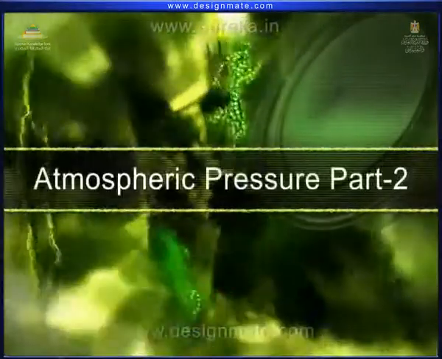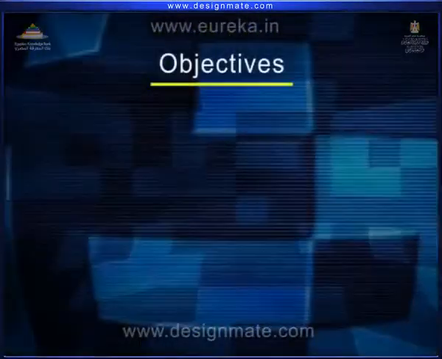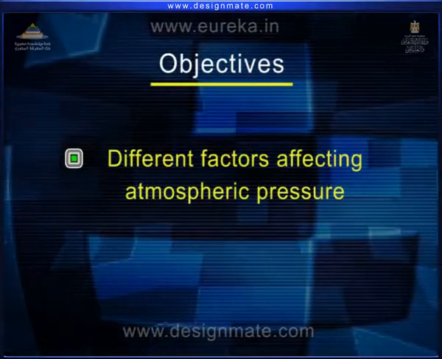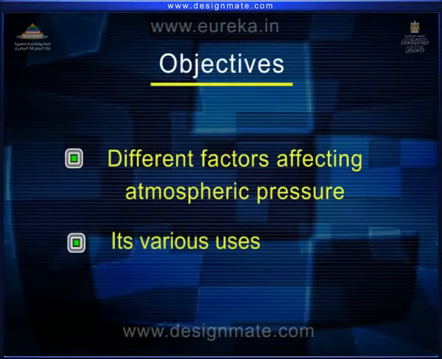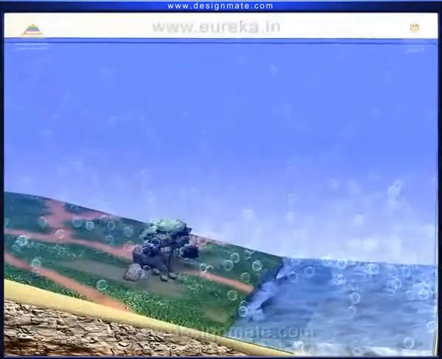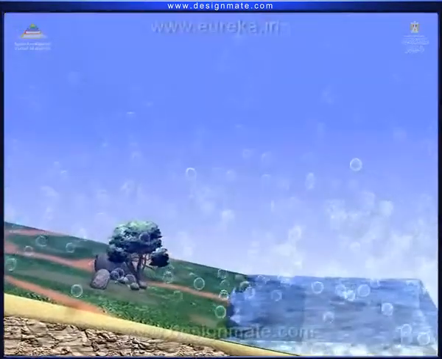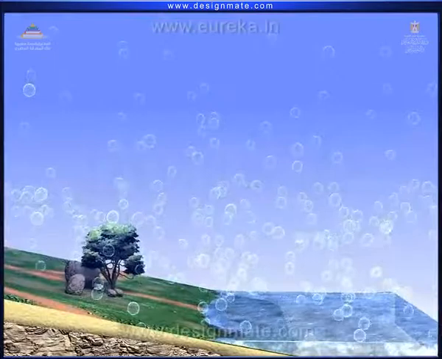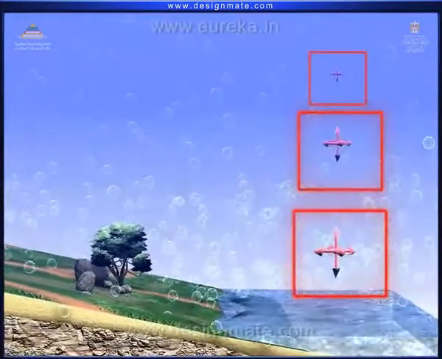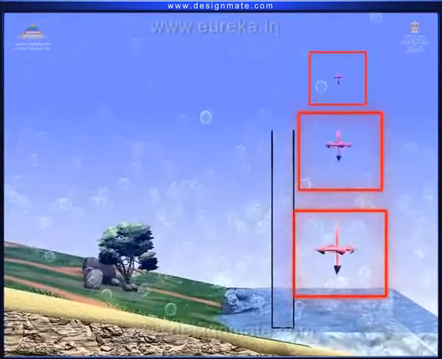Atmospheric pressure, Part 2. Objectives: to see the different factors affecting atmospheric pressure, to study its various uses. The atmospheric pressure on the Earth's surface varies depending on various factors. The atmospheric pressure decreases with the increase in altitude.